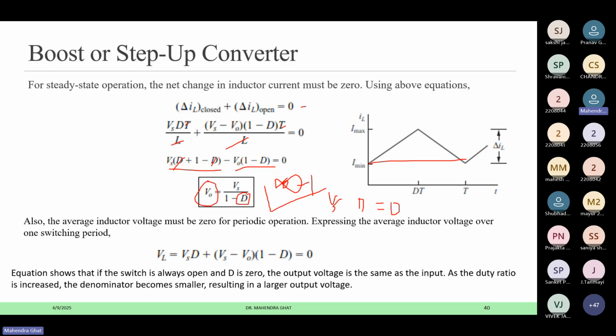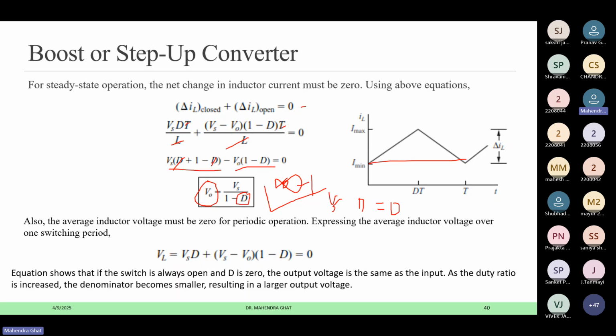We will try to cover that part also. Practically, by varying only D, you will not get the infinite output. Why? That we will come to in some of the derivation. I will show you the derivation where it will show that you will not get the infinite value as D varies. But this is the ideal case. So in the ideal case, when D is equal to 0, you will get the input voltage, and when D is equal to 1, you will get infinite voltage. So this is the ideal case considered.